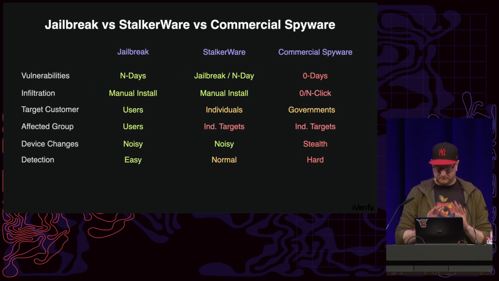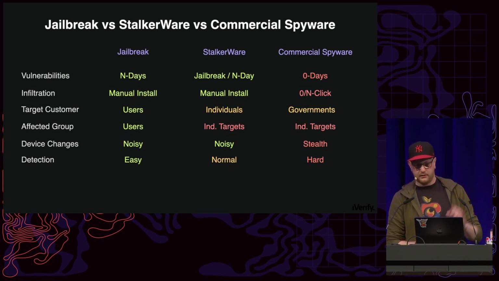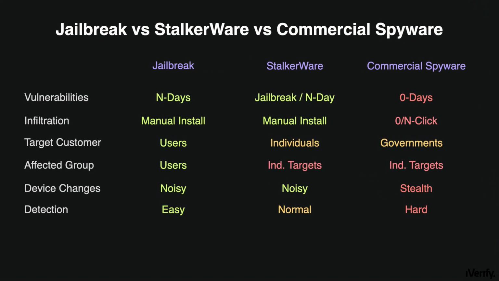This is my only slide, I promise, on jailbreaks and some comparison, because very often those terms are confusing and people get them wrong. A jailbreak is meant for a user to liberate their own device. So the infiltration is a manual installation, the target customer is the user, the affected group is the user, there are lots of device changes, it's very noisy and very easy to detect. Commercial spyware, on the other hand, uses zero-days and zero-click attacks, it's meant for governments, the affected group is individual targets, it's stealthy and very hard to detect.